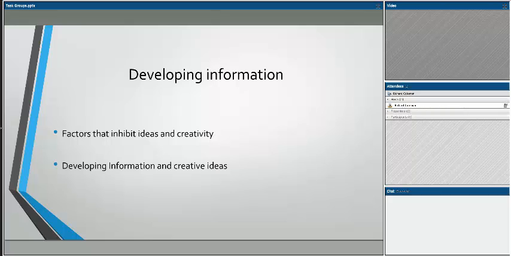Developing information is really looking at what factors inhibit ideas and creativity, as well as what we can do to develop the information and move those pieces along. A lot of times you have to recognize that there are norms and social pressures for conformity that tend to limit the expression of new and creative ideas. So as much as you can, be aware that people may not be talking in the room for a number of reasons, but it's your job to facilitate a group process that renders the best product possible, moving people into a place where they can share creatively.